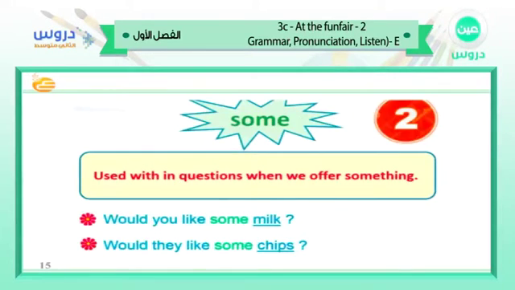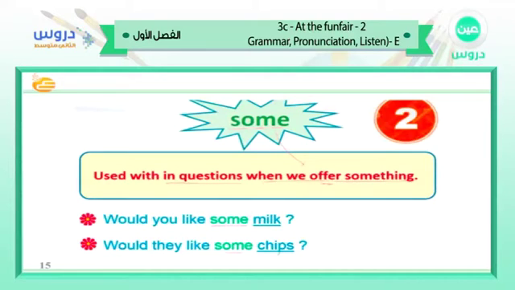Some is used in questions when we offer something. We offer something. Would you like some milk? Would you like? Offering. I'm offering you some milk. We use some in a question when we offer. Would they like some chips?